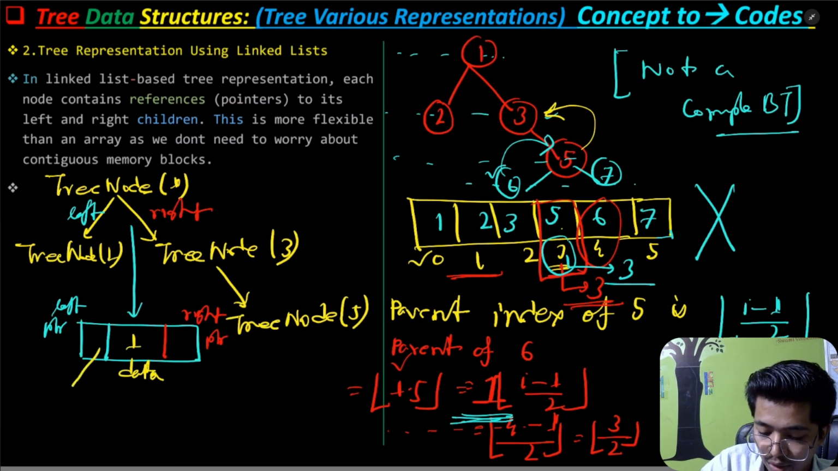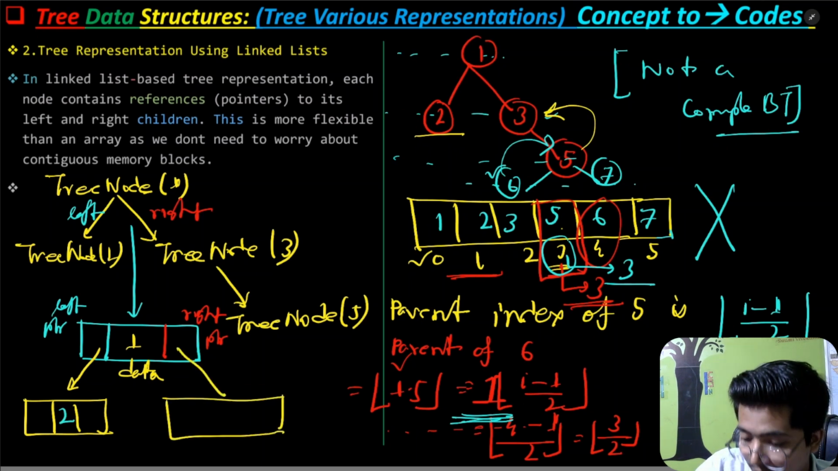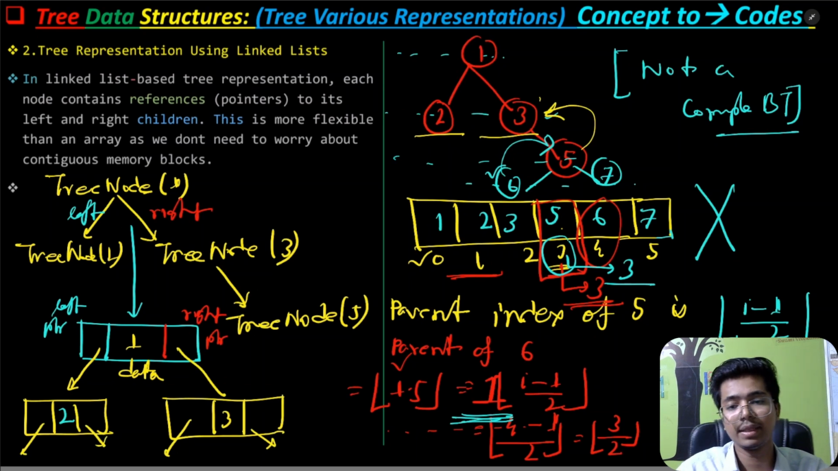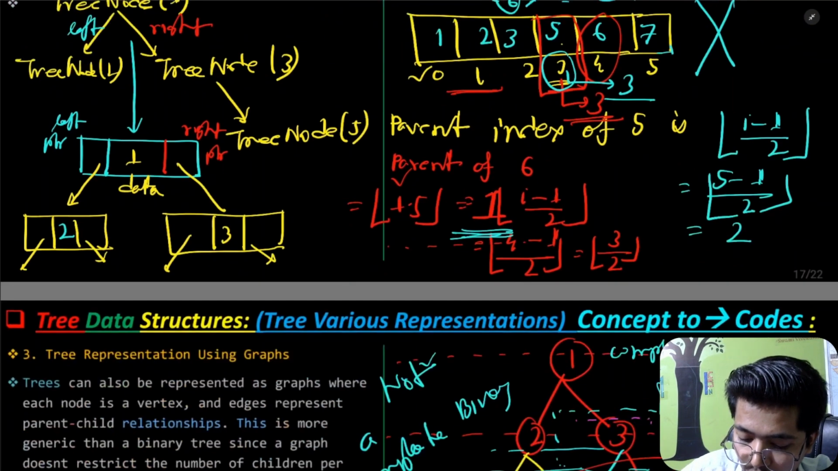Now the left pointer points to another new node, and at the data position this 2 is stored. Again the right pointer points to the right node, that is 3, so we simply insert 3, and again they keep on pointing. So this is the general structure and architecture through a linked list, that is how we can represent the tree in a linked list. We'll understand the coding section in the next video. So this was the representation.